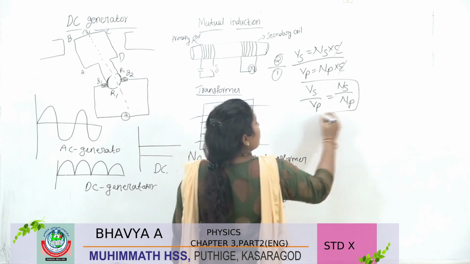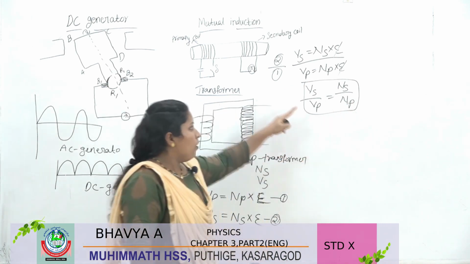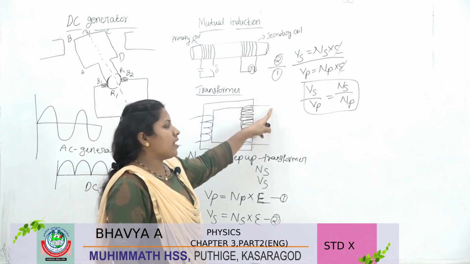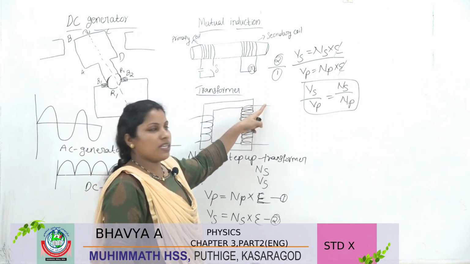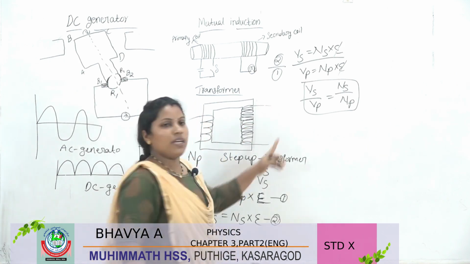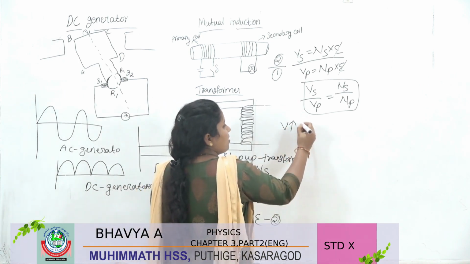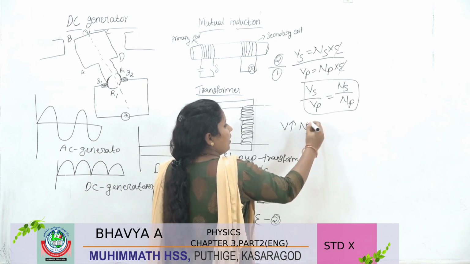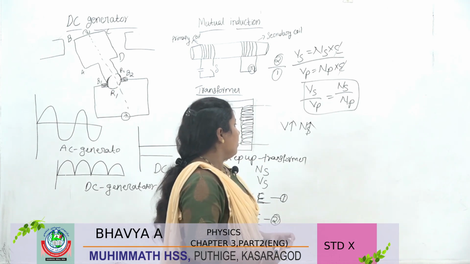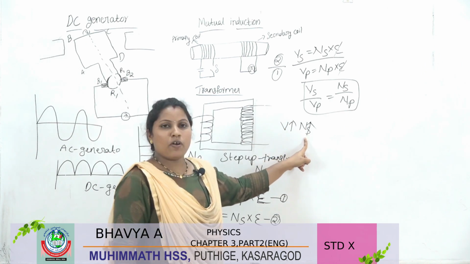It is the relation between voltage and number of turns. If the number of turns increases, the voltage also increases. So the relation between number of turns and voltage is: when voltage increases, the number of turns also increases. Here you have understood the relation between voltage and number of turns.